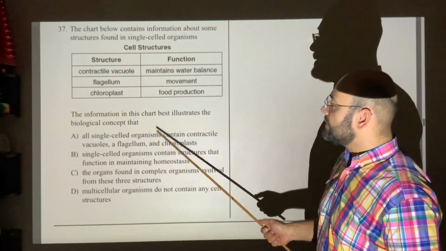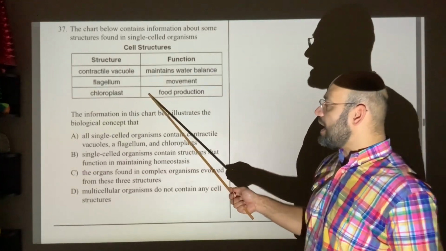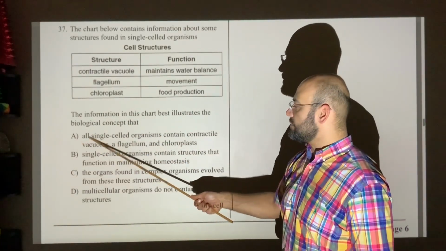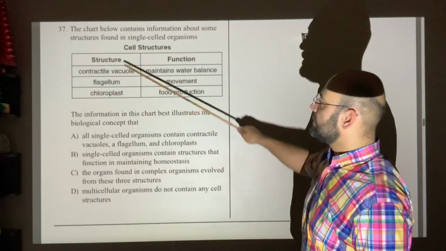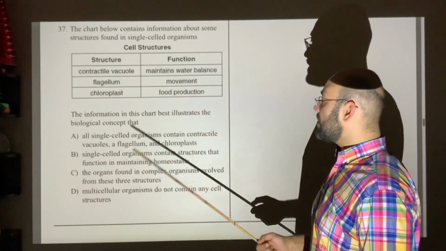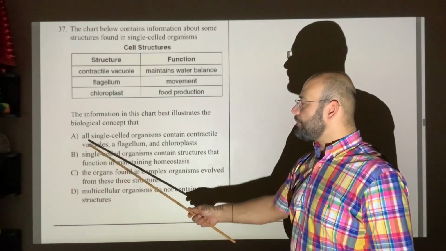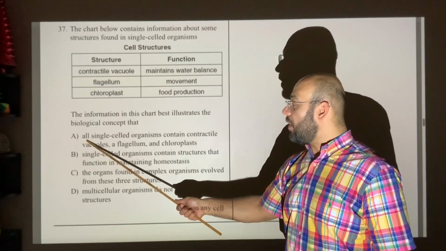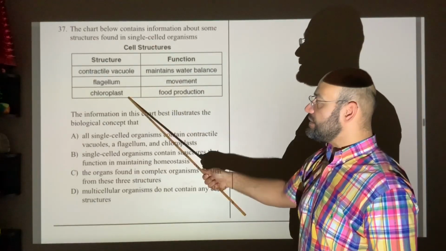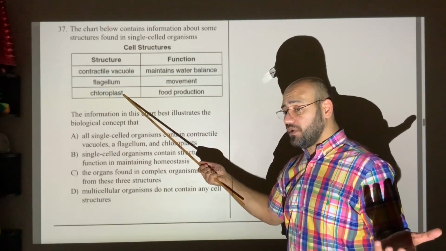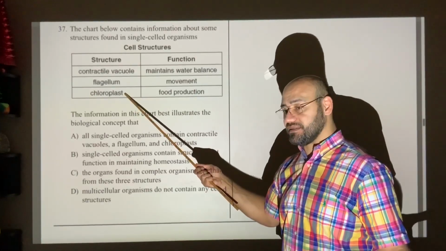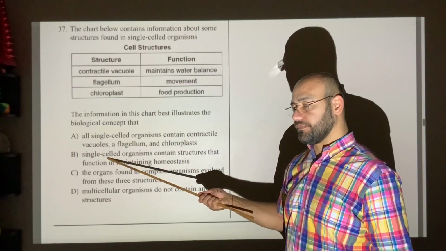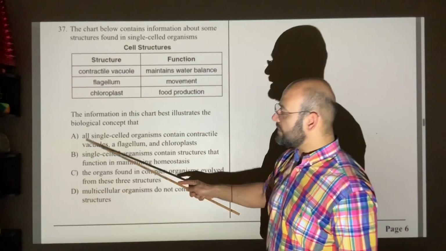A tells us that all organisms contain these structures. Is that information correct? It says all. Remember I told you, be careful with absolute notions, right? All organisms contain these. Well, we know not all animal cells have chloroplasts. So is A correct? No. Now, see, A is gone.